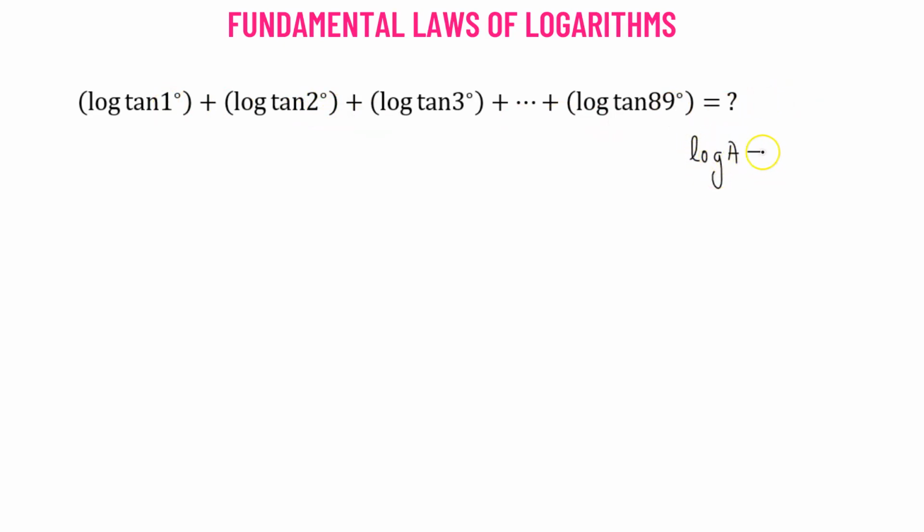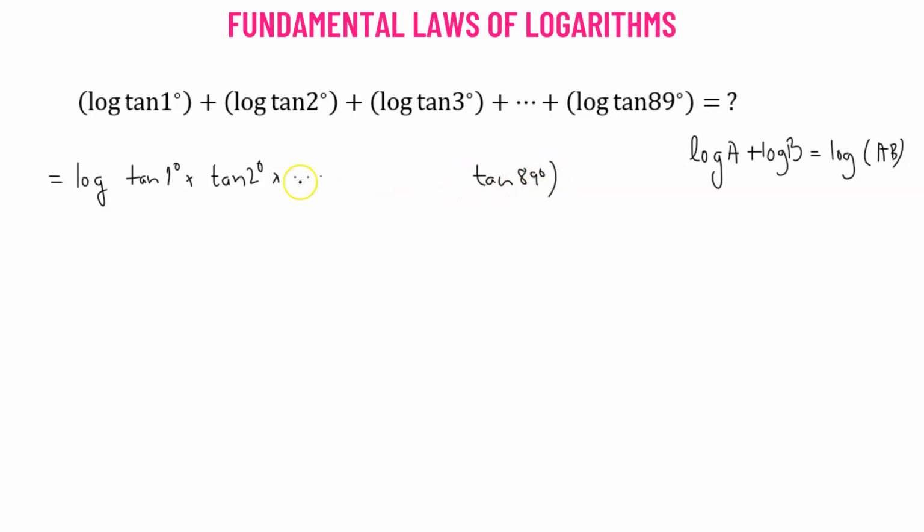That means if we have log of A added to log of B, that's the same as log of A times B. So that means we have log of tan 1 degree multiplied by tangent 2 degree dot dot dot, we have tangent of 89 degree. Now we will also have tangent of 45 degree. Now what we'll do, we'll combine two tangents together.